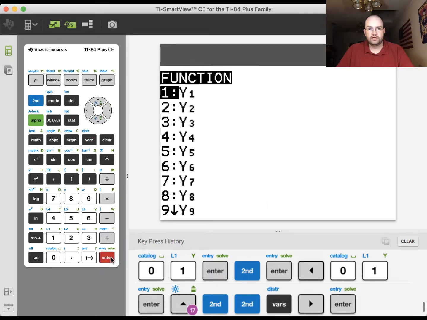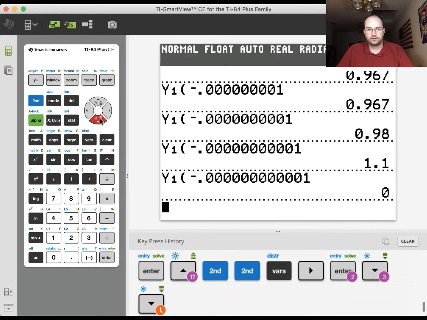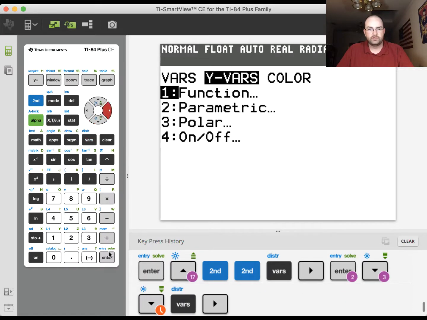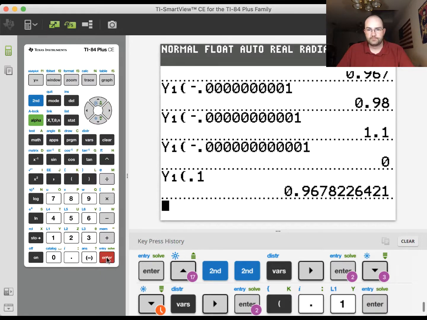Vars, right 1, enter, enter. Where did I put that? Okay. Vars, right 1, enter, enter. Parentheses. Now positive 0.1. And notice that it is not the same thing as negative 0.1. It is 0.96782264421.